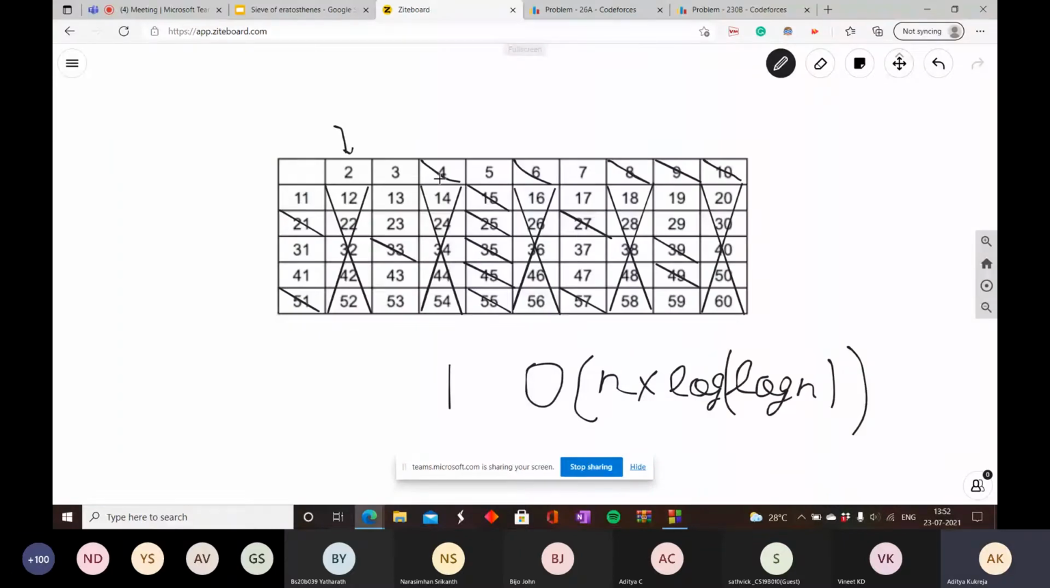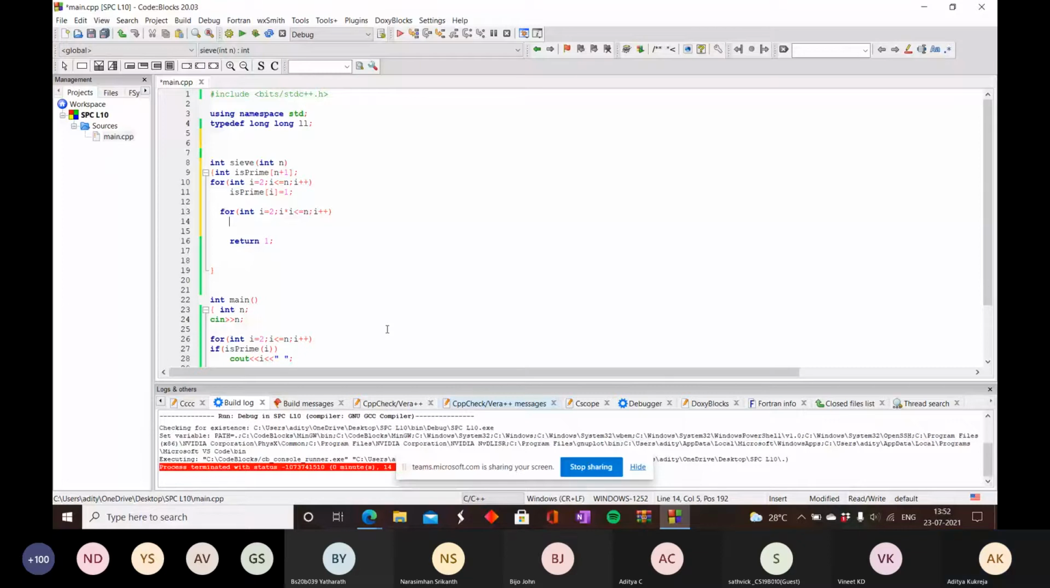Like we stopped at 11 here, so we didn't have to check for 13, 17 because 11 square exceeded 60. So that's what we're doing in the code that we are writing: i * i is less than or equal to n. It'll only iterate till that much. And within this code, you check whether your element is unmarked or marked. Initially, all elements are unmarked.